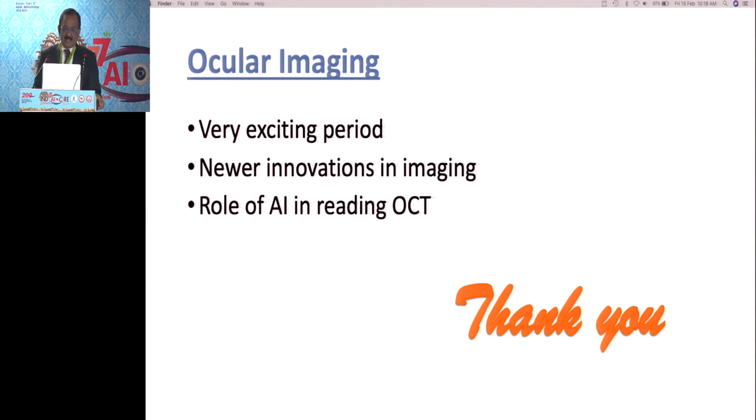But what is important is that this is a very, very exciting period. You see a lot of new imaging devices coming in, which will help us study at the cellular level clinically with non-invasive methods. And as Rajiv pointed out, the role of AI is being studied in interpreting these OCT images, and those subtle changes that the human eye can miss would be picked up using AI over time. So we are in that exciting period. We will have many more devices and algorithms coming in future to help the patients much better. Thank you.